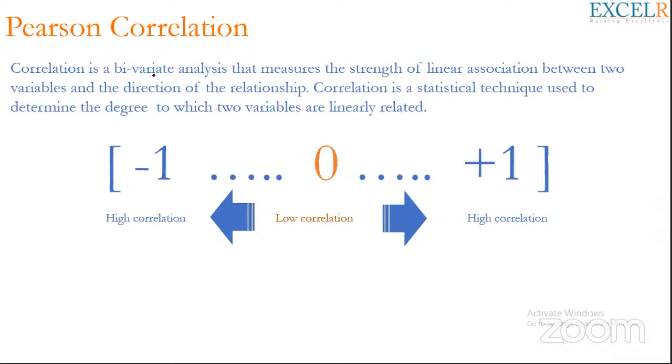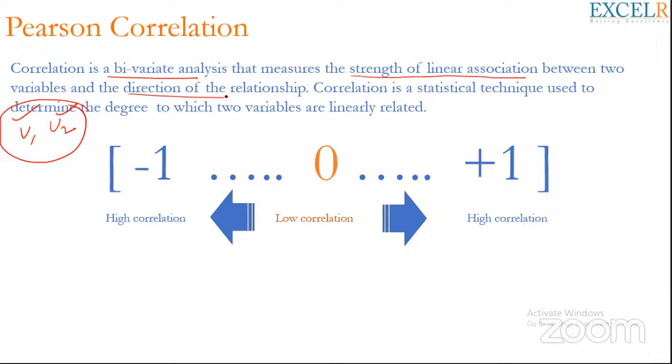The correlation coefficient, or correlation analysis, is a bivariate analysis that measures the strength of linear association between two variables. So here also we'll have two variables: variable 1 and variable 2. These are independent and dependent variables, or whatever they are. It measures the strength of linear association between the two variables, and it also gives us the direction of the relationship. Okay?